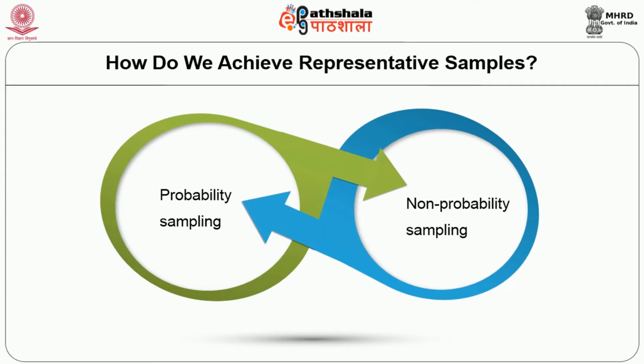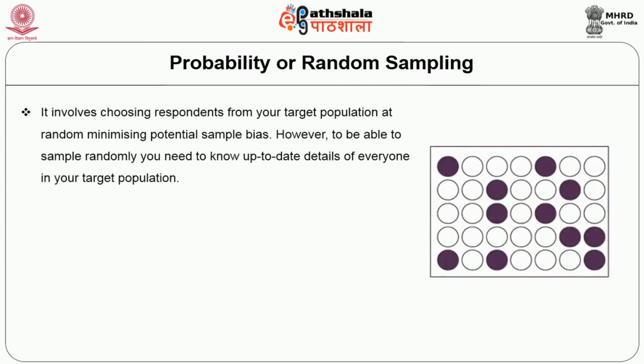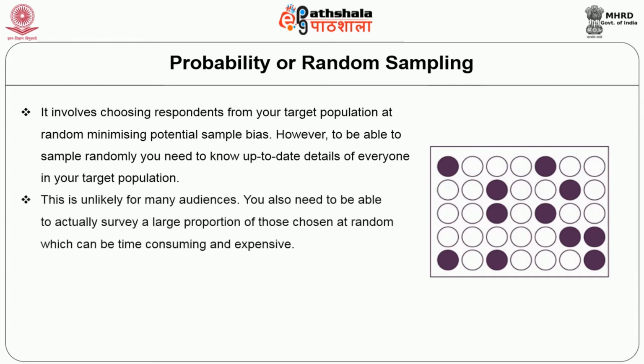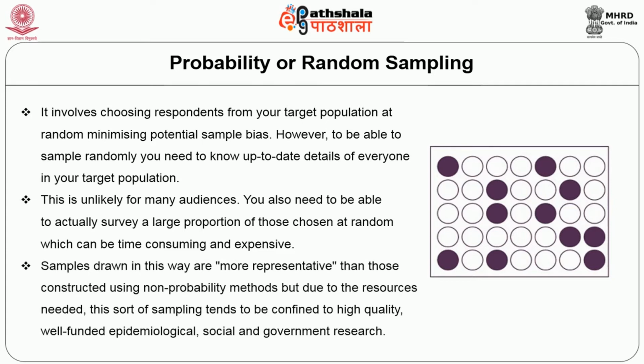How do we achieve representative samples? There are two ways of deriving representative samples for research surveys: probability sampling and non-probability sampling. Probability or random sampling involves choosing respondents from your target population at random, minimizing potential sample bias. However, to be able to sample randomly, you need to know up-to-date details of everyone in your target population. This is unlikely for many audiences. You also need to be able to actually survey a large proportion of those chosen at random, which can be time-consuming and expensive.